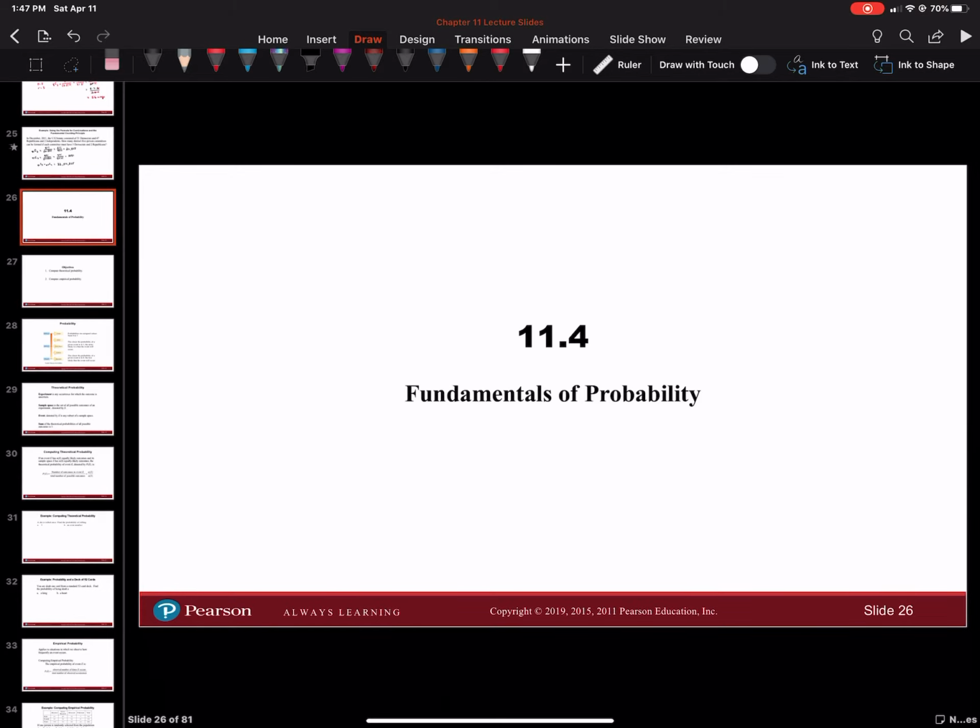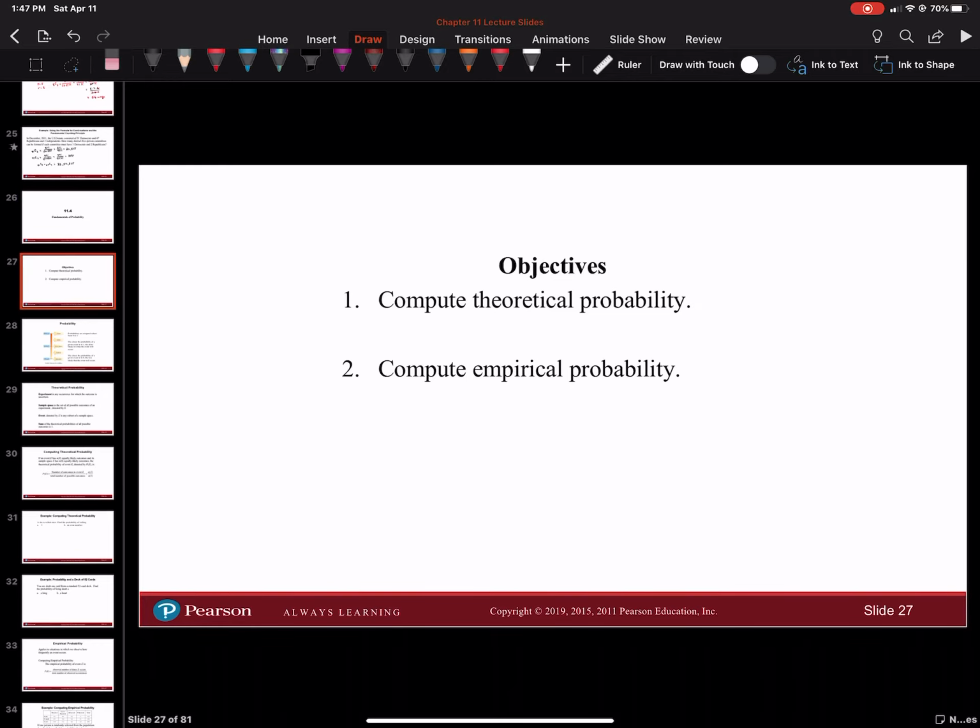Hello class, today we'll be talking about 11.4 fundamentals of probability. So in this section, we're going to compute theoretical probability and we're going to compute empirical probability.